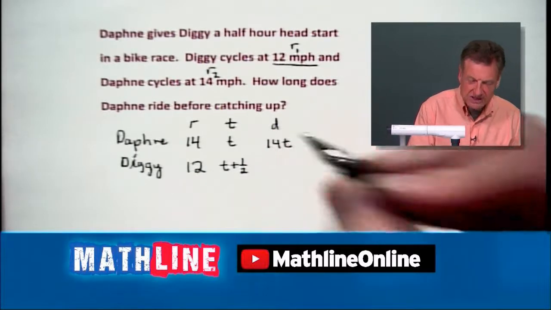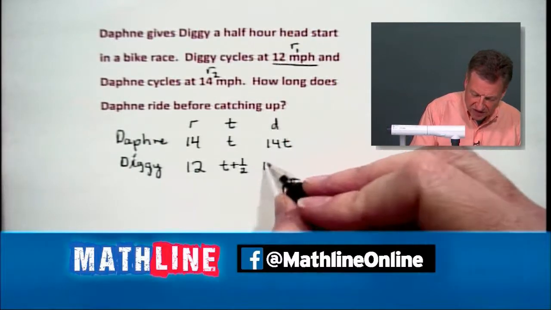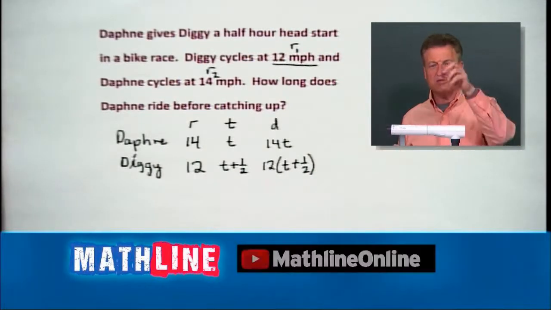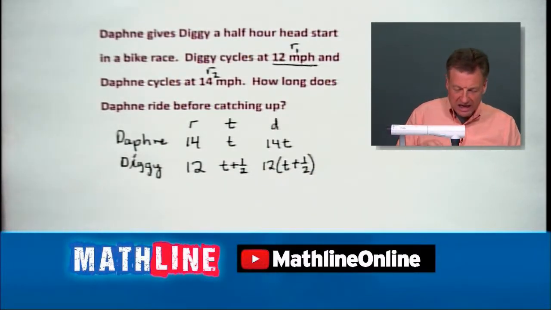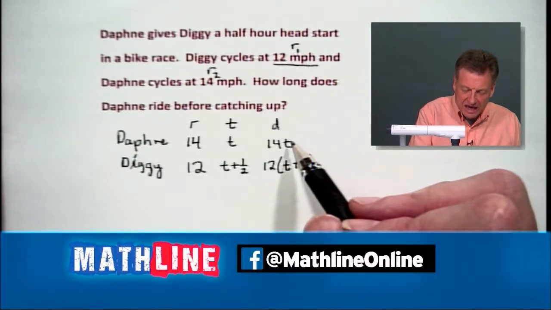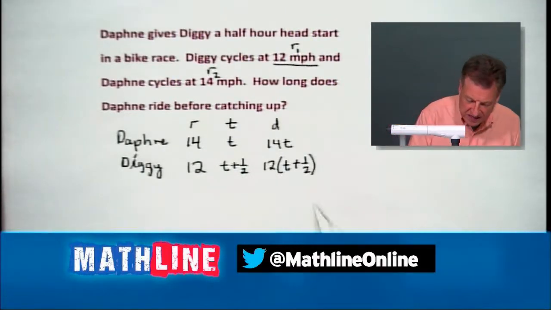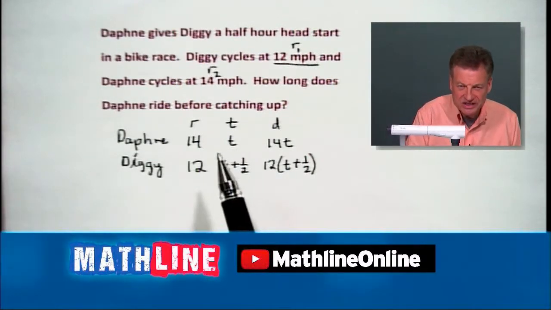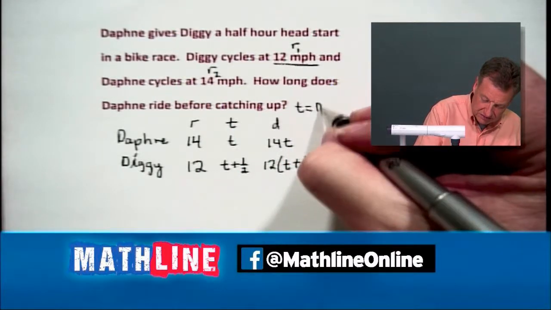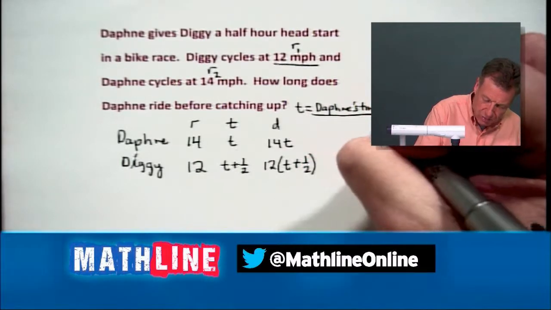So now here's the deal. 14 times t. Are we good? That's the distance. That was easy. Daphne's pretty good, isn't it? Here we got Diggy, and Diggy's not so bad. Remember I said we might have to add or subtract some things? If we had let Diggy have the time of t, we could let Daphne have t minus 1/2, because she's going to be out there 1/2 hour. But what we're going to try to figure out is Daphne's time. That's another reason why I wanted to use t there. So t is Daphne's time. The important one on this one.